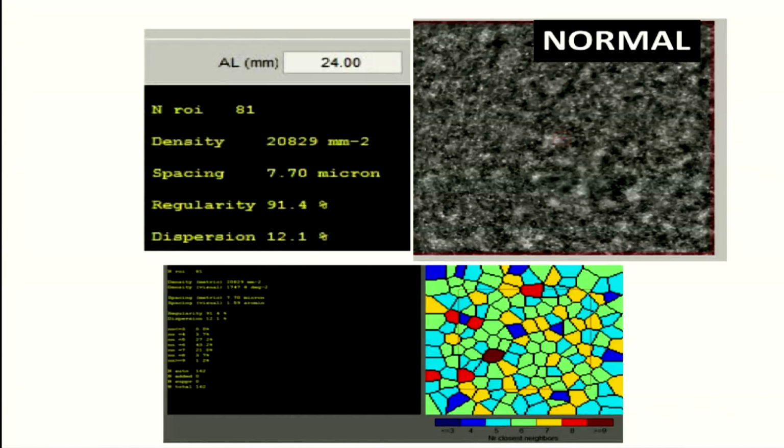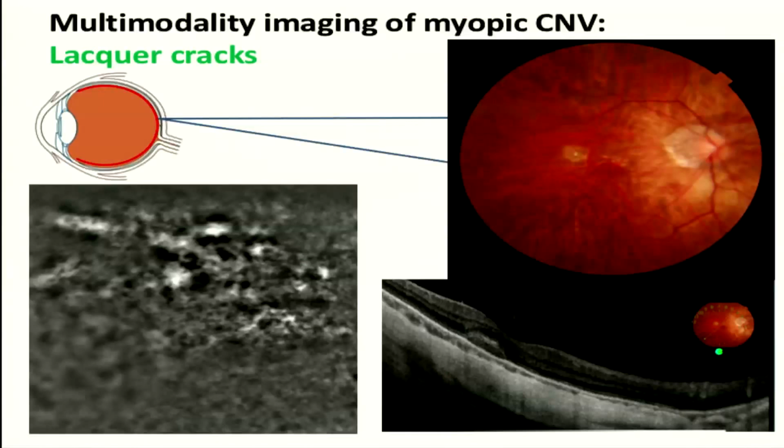This is the normal report which we get for a normal individual. I am going to show a few multimodality imaging of a few retinal diseases with AO mapping. This is a case of myopic CNVM, where the CNV has developed along the lacquer crack.